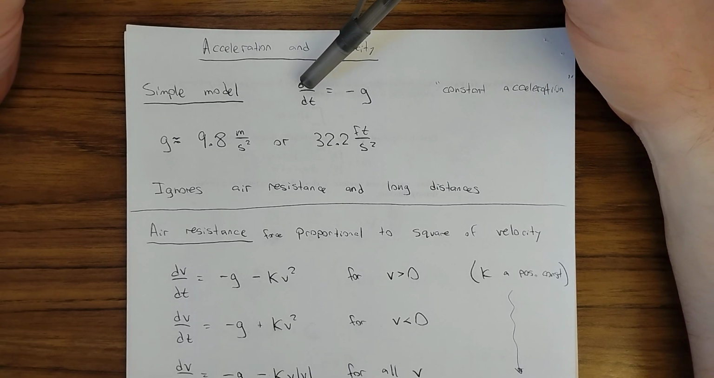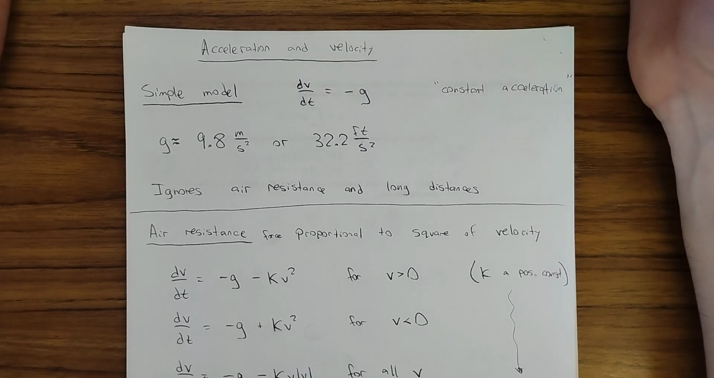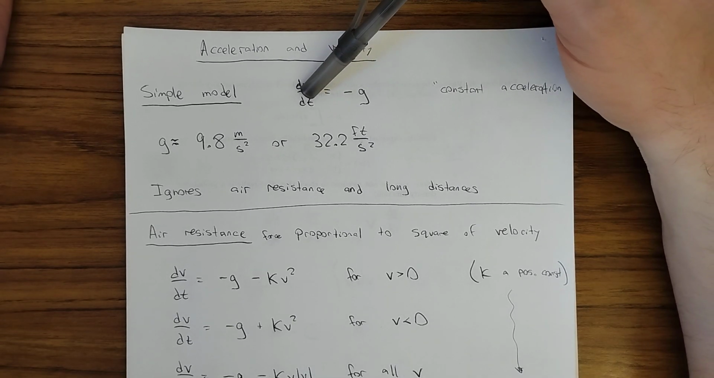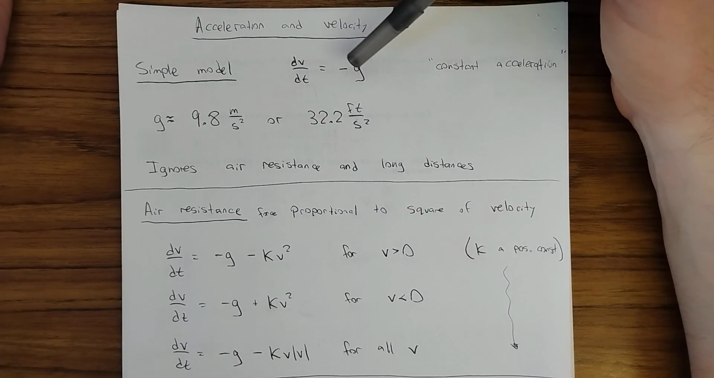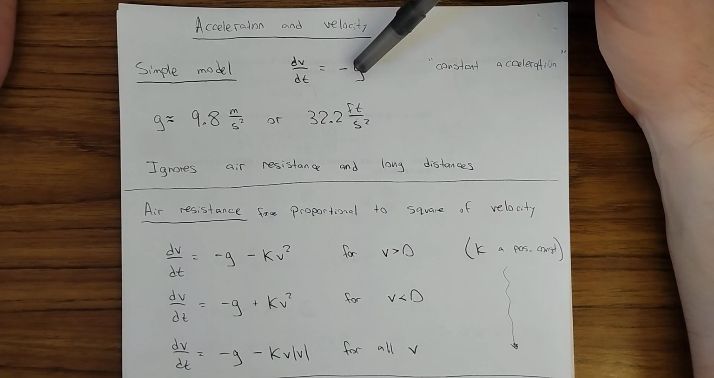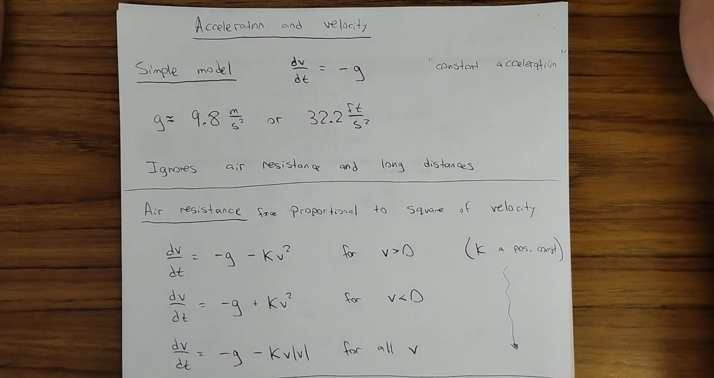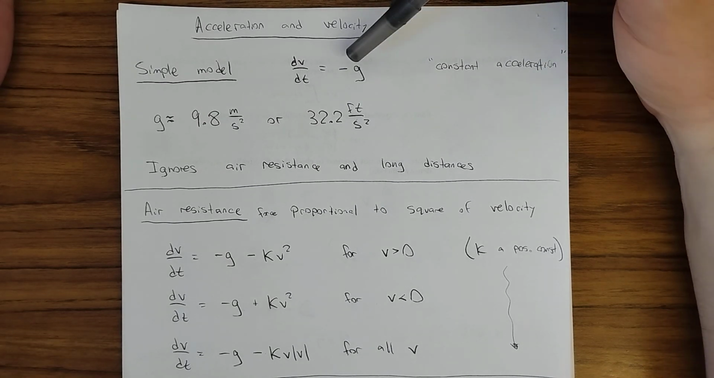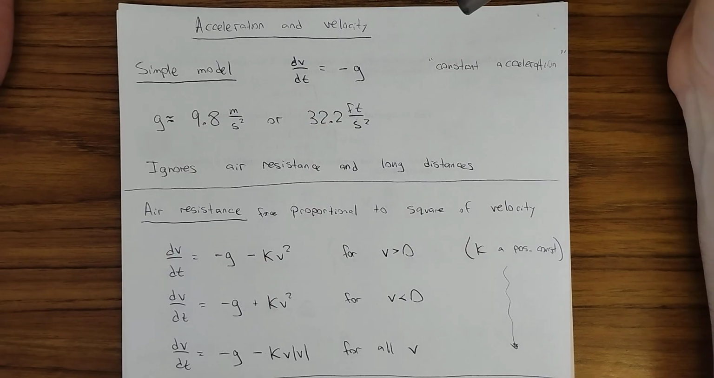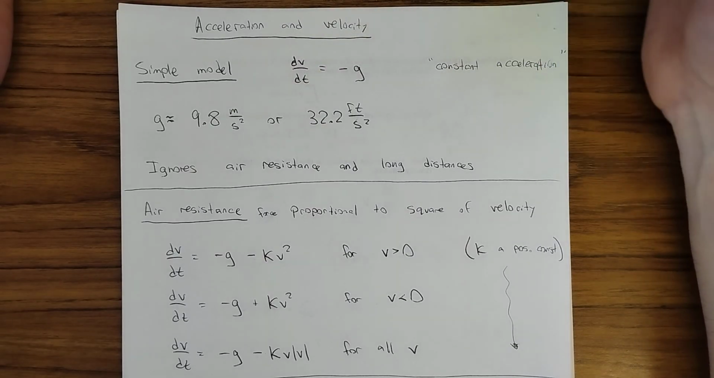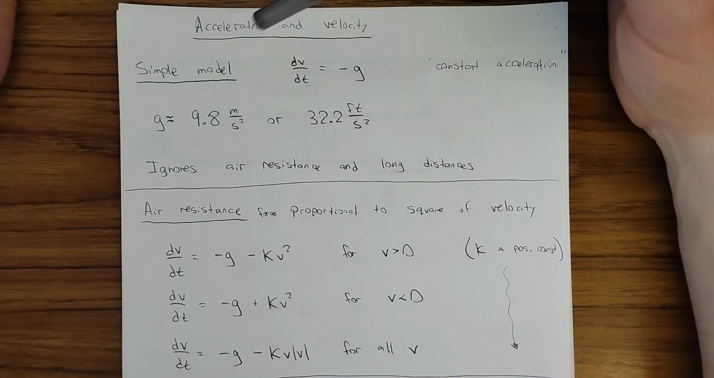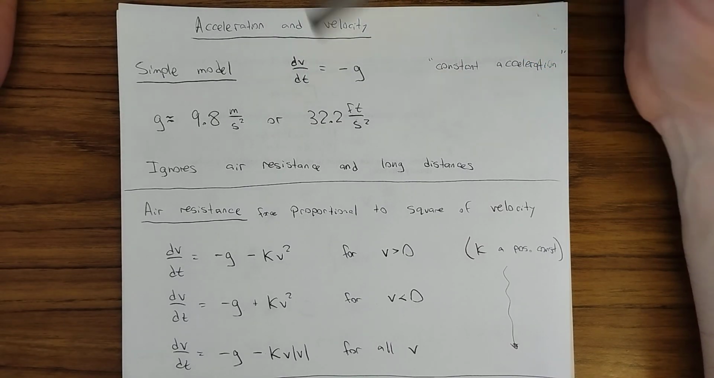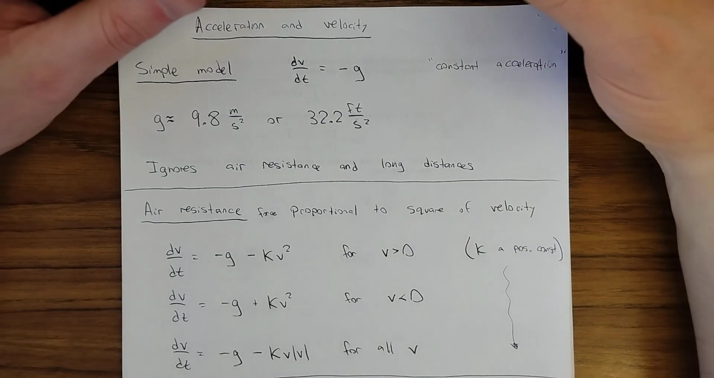So for acceleration, I chose to write the derivative of velocity. Of course, that's the same as acceleration. And I'm going to set this equal to negative g. So, of course, the acceleration of gravity is in the negative direction. So if I consider g to be a positive number, I want to put a negative in front of it. Of course, g is this familiar number. It's the acceleration of gravity, which we often just use 9.8 meters per second squared, or it's about 32 feet per second squared.